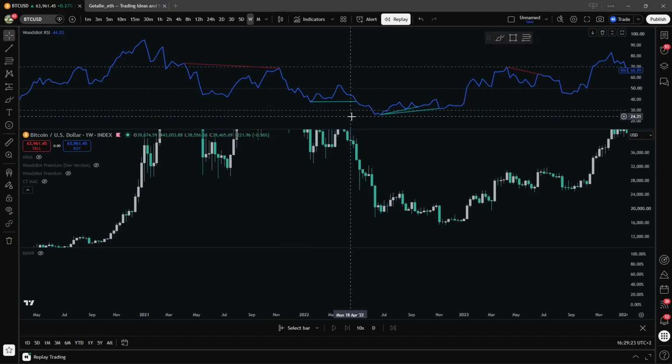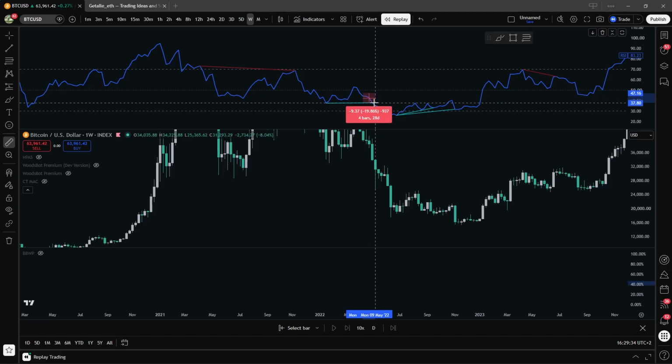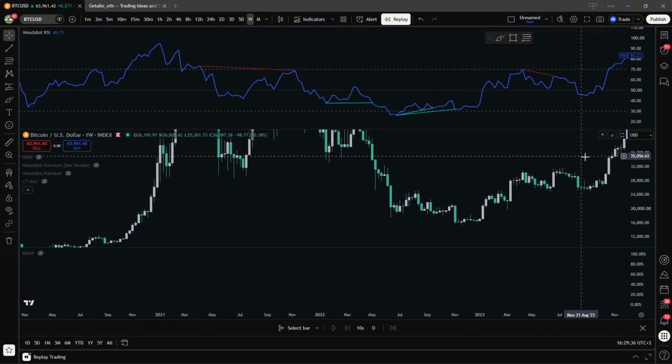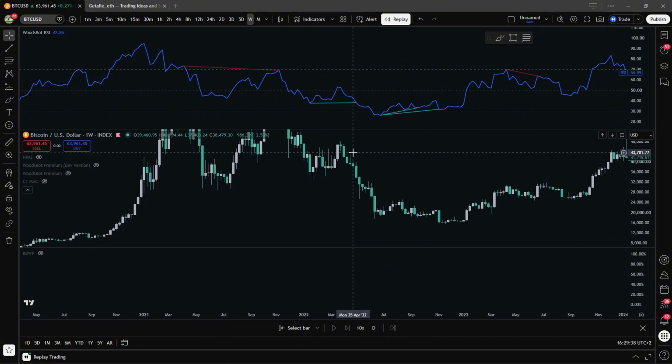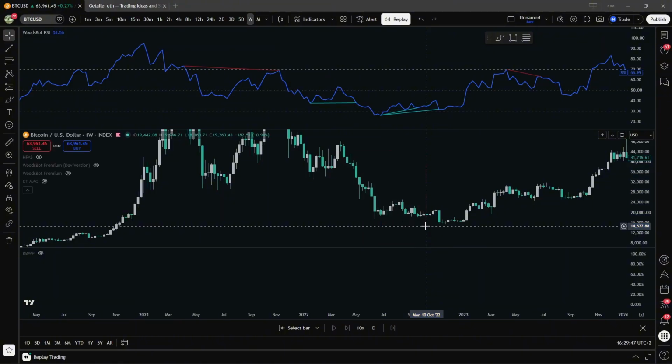The lower the RSI goes, the stronger the bearish momentum gets. And you can see it here as well, right? As soon as the RSI accepted below the 50 mark, you had really strong bearish momentum and price action dumped 65% afterwards. You know, this is really bearish. This is what bearish momentum looks like.